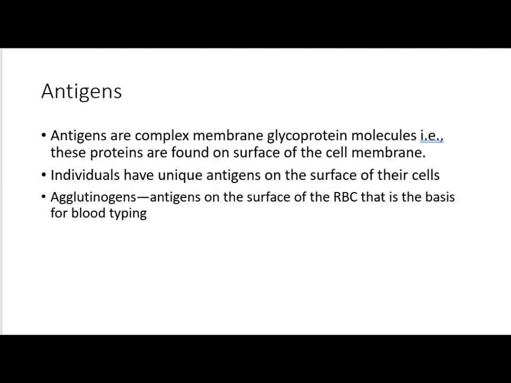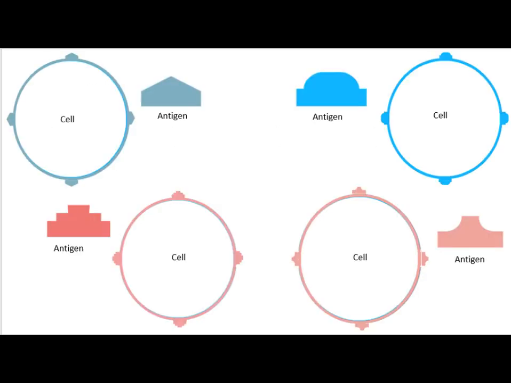So what is an antigen? Antigen is basically a complex membrane glycoprotein that's located on the surface. Every single cell has its unique shape and unique surface proteins, and your immune system recognizes those proteins as self and doesn't attack them. And any protein that's not recognized as self will be attacked.